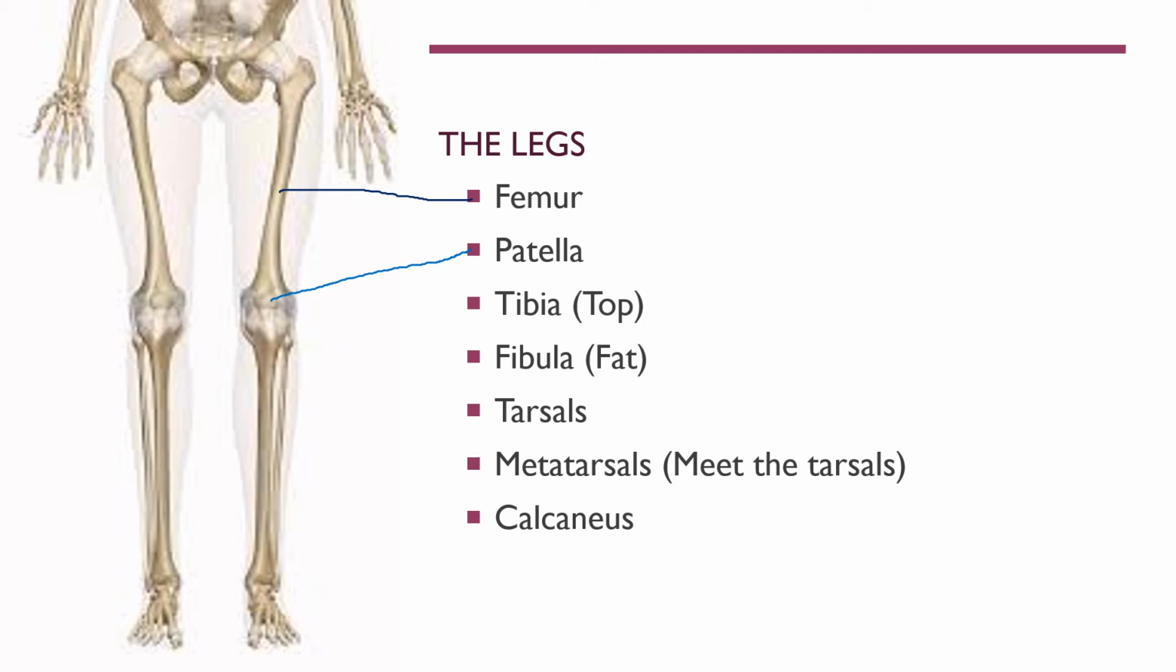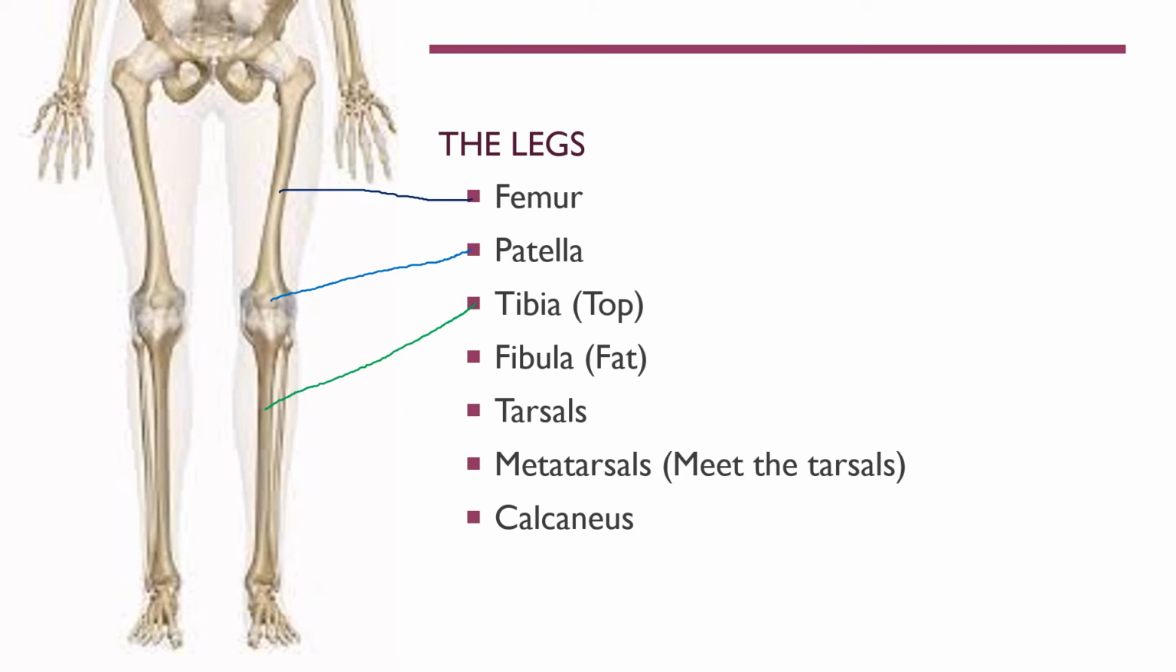Next, we have the lower leg bones. The longer, stronger of the lower leg bones is the tibia, and the tibia is the top bone. You would call this your shin bone. Tibia on top. As I said, this is what you call your shin bone. This is the one you hit on the coffee table periodically that really makes you angry.